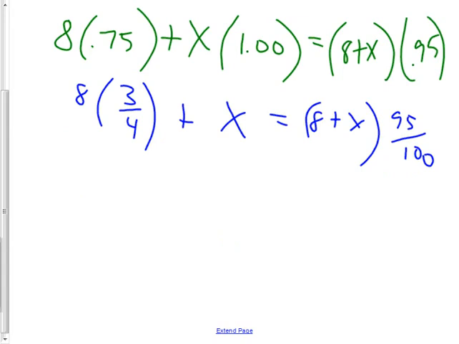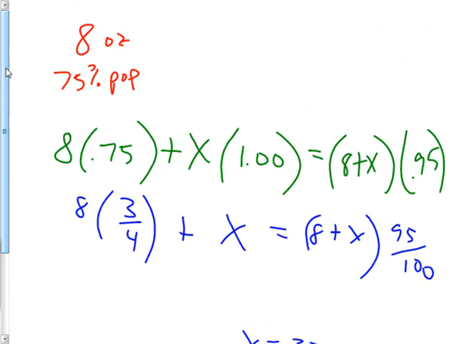Has anybody got it down to what they think the answer was? 32? All right. So when you're all done, you solve it down to x equals 32. Now let's judge that and see if that makes sense. If we put in 32 ounces, that's way more pop than we had in the first place. We had 8 ounces, and we add 32 more ounces. But to get something 95% pure, you have to add a lot of the real thing, right?